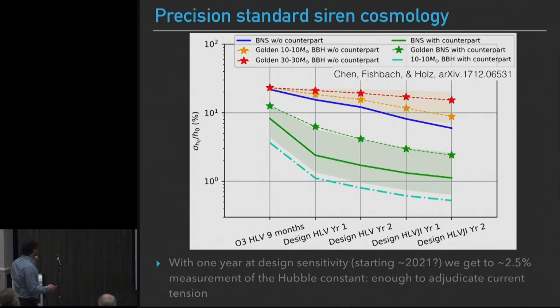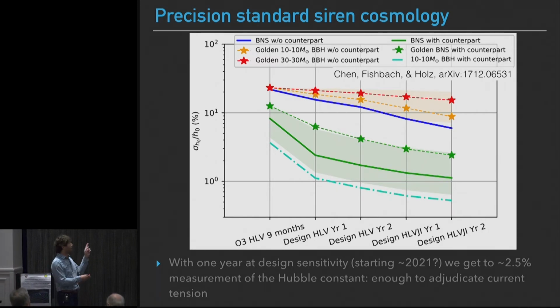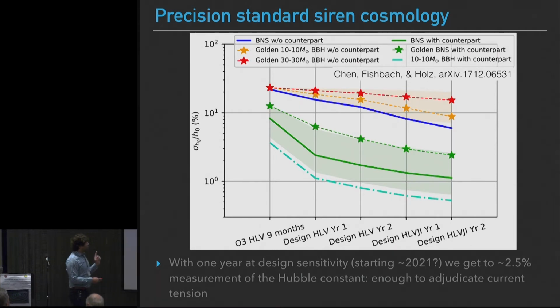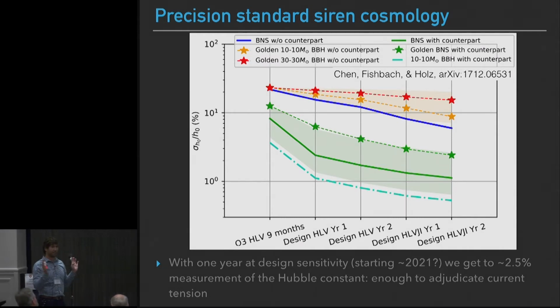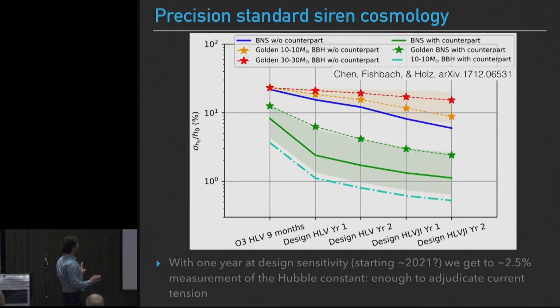This is work led by Xinyu Chen, who may be around, and she's a postdoc here at the BHI. What Xinyu has done here is explore what the future of standard siren science will look like. And the question is, and we're just focusing on the Hubble constant for now, it's a simple proxy for all the science you'd want to do. The way to think about it is you just want to know, when do you get to the percent level? When do you start to be competitive with other cosmological probes?